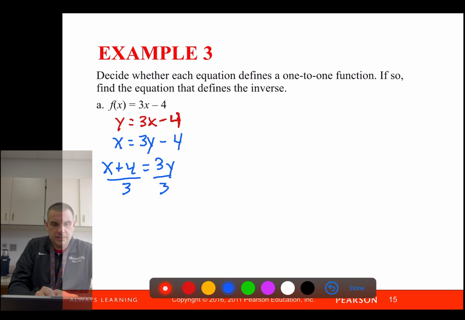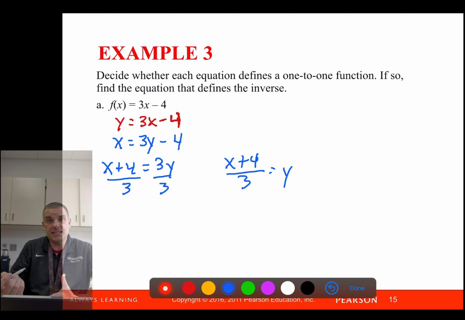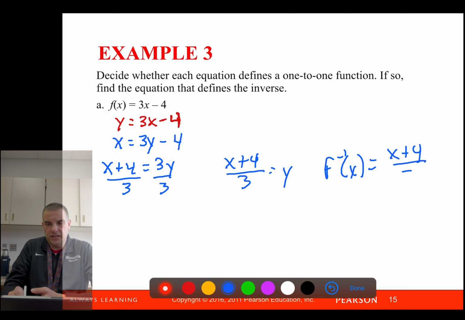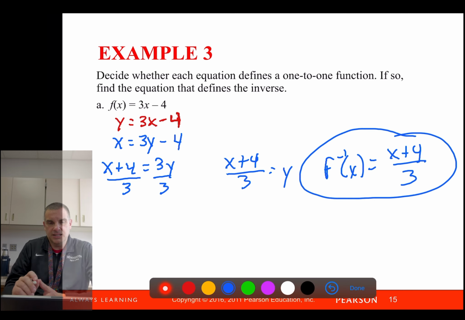So we get (x + 4)/3 is equal to y. And then the last step they said was to write it as an inverse. And I'm just going to switch it around here. So f⁻¹(x) is going to equal (x + 4) divided by 3. And that is the inverse of f(x) = 3x - 4. And you're done with this one.